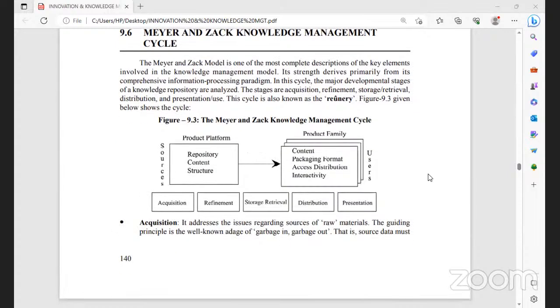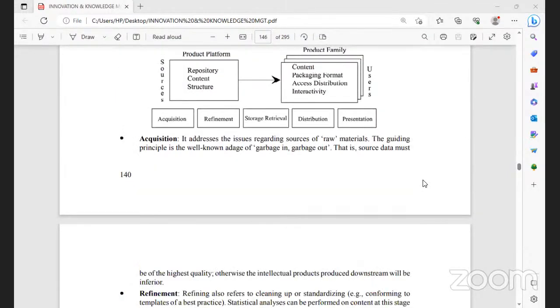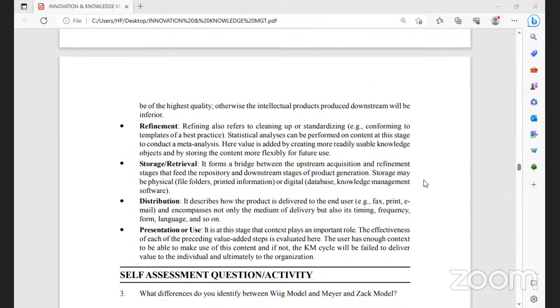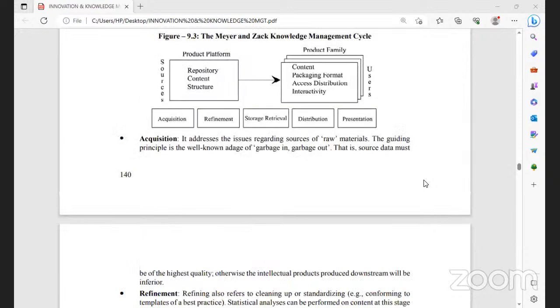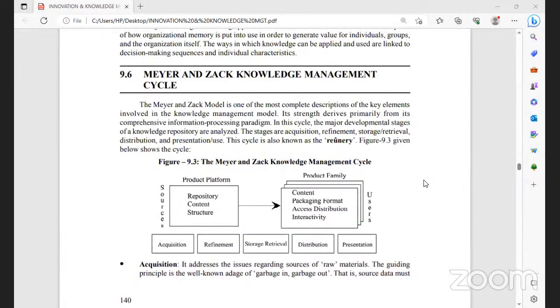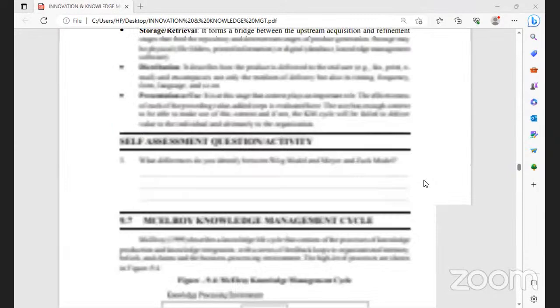This cycle is also known as the refinery, given the below chart. Acquisition, refinement, storage or retrieval, distribution, and presentation. They are all implemented in a hierarchical way in Mayer's knowledge management cycle, and ultimately it acts like a refinery system, meaning a filtering system, with a particular problem solving mechanism using the knowledge management cycle or process.